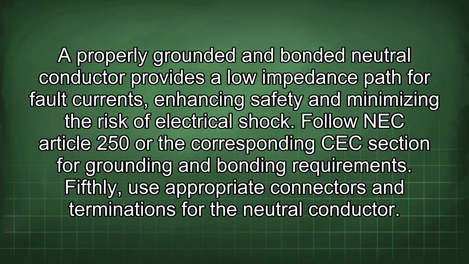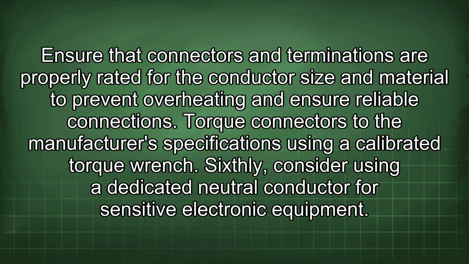A properly grounded and bonded neutral conductor provides a low impedance path for fault currents, enhancing safety and minimizing the risk of electrical shock. Follow NEC Article 250 or the corresponding CEC section for grounding and bonding requirements. Fifthly, use appropriate connectors and terminations for the neutral conductor. Ensure that connectors and terminations are properly rated for the conductor size and material to prevent overheating and ensure reliable connections. Torque connectors to the manufacturer's specifications using a calibrated torque wrench.